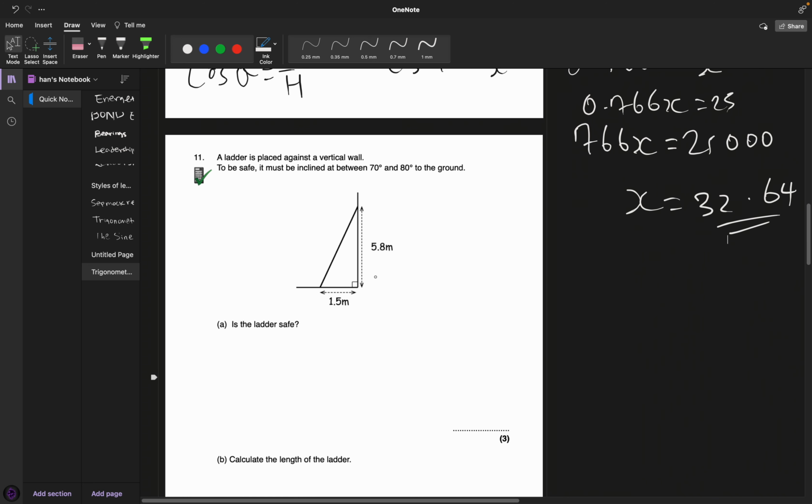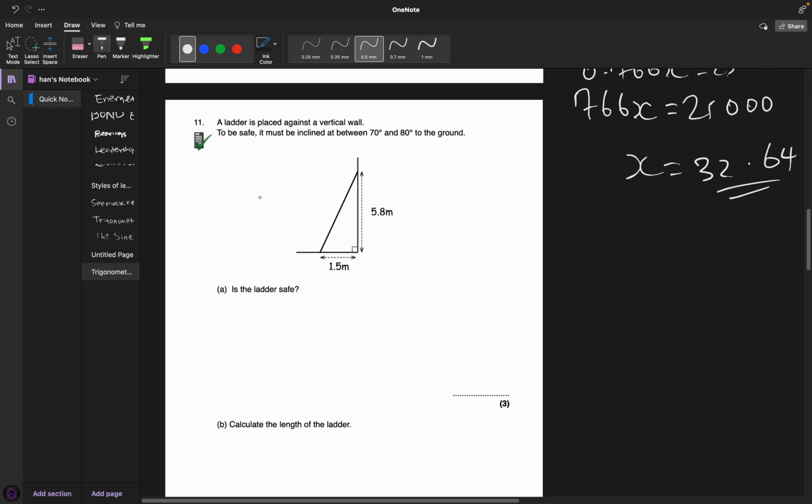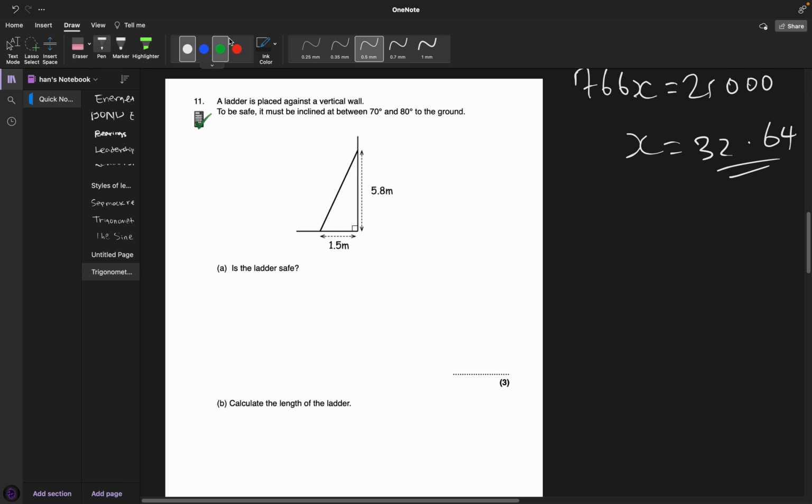Okay, this one's a bit of a problem-solving question, and the words might get challenging, but once you read it slowly, it gets pretty easy. A ladder is placed against a vertical wall. So this is going to be the wall, this is going to be the floor, and this is going to be the ladder, right? To be safe, it must be inclined between 70 and 80 degrees to the ground. So this is the incline. This should be 70 to 80 degrees to the ground. So we're looking for this angle. This is our unknown, x there. Is the ladder safe?